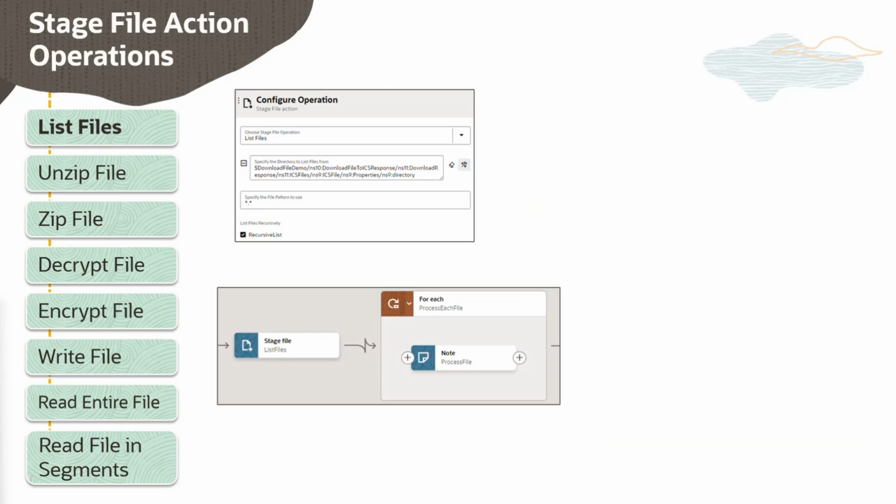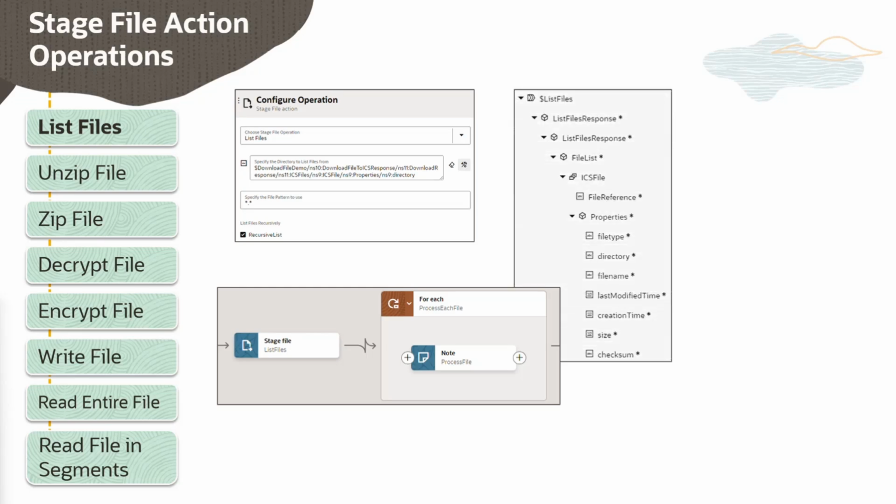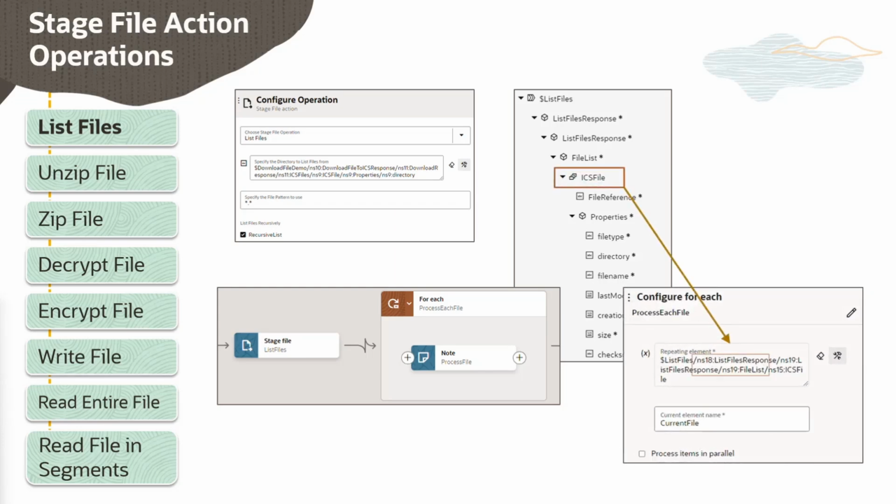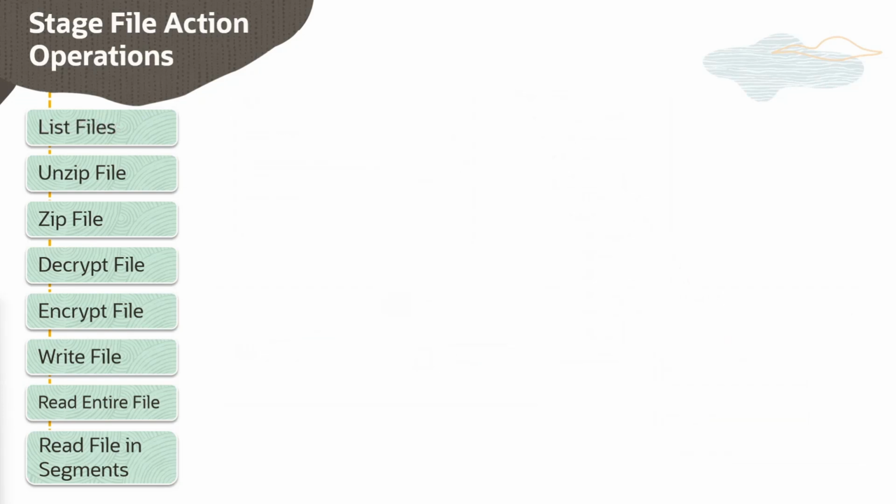Once configured, the typical use case is to follow up with a for each loop action so that you can iterate over each file to do some processing. Now, in order to configure the for each action, since the list files operation returns this response, you can specify the repeating element for the loop to be this object array called ICS file, which contains the file reference and the metadata for each file.